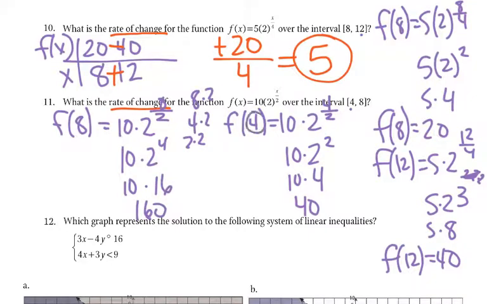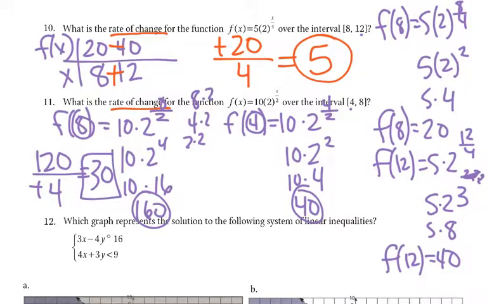So as we go from 4 to 8, our x value, that's plus 4. As we go from 40 to 160, that's 120. 120 divided by 4 would give us 30. Our rate of change is 30. Alright.